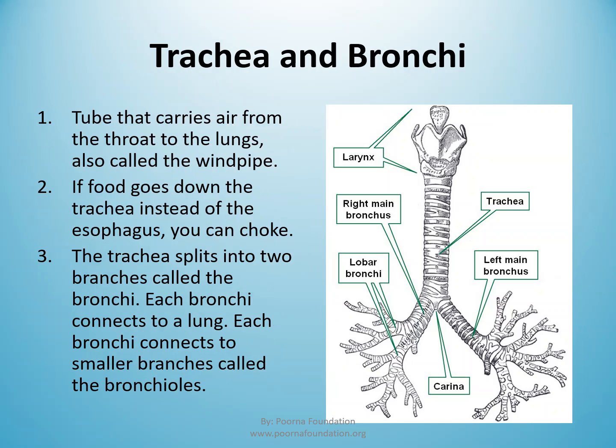The larynx leads to the trachea and the bronchi, the tube that carries air from the throat to your lungs. This is also known as the windpipe. If food goes down the trachea instead of the esophagus, you can choke. The trachea then splits into two branches called the bronchi. Each bronchus connects to a lung and connects to smaller branches called the bronchioles.